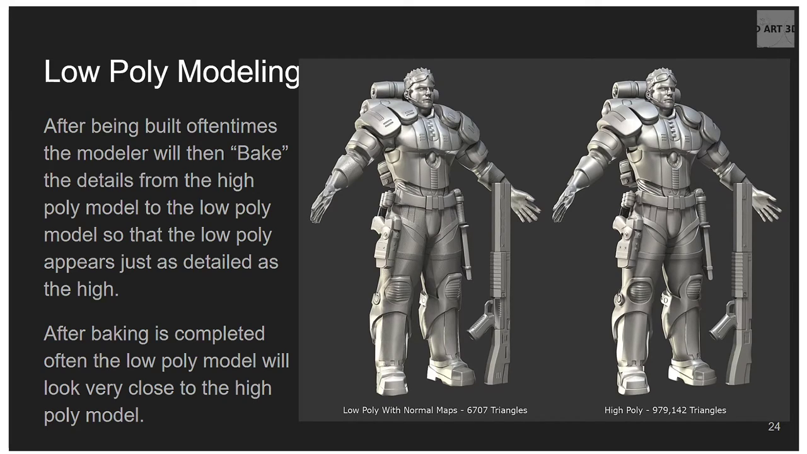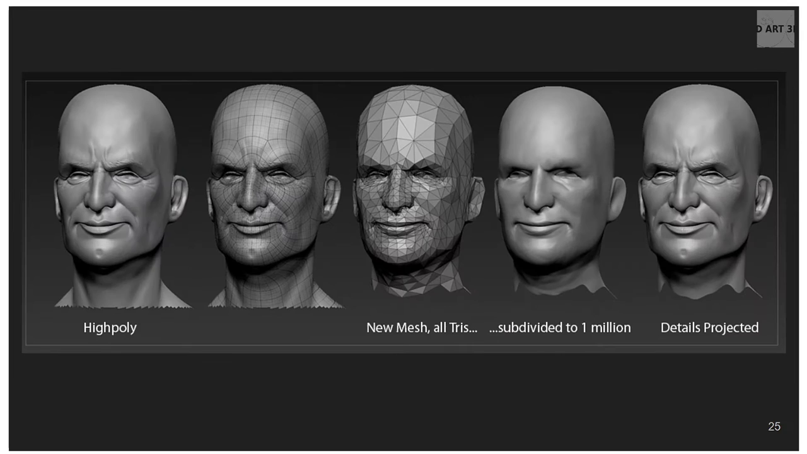So after being built, oftentimes the modeler will bake the details from the high poly model to the low poly model so that the low poly model appears just as detailed as the high. After baking is completed, often the low poly model will look very close to the high poly model. I feel like I just said that.